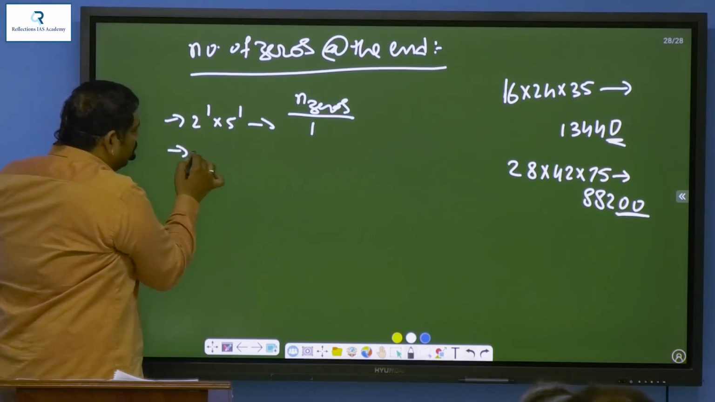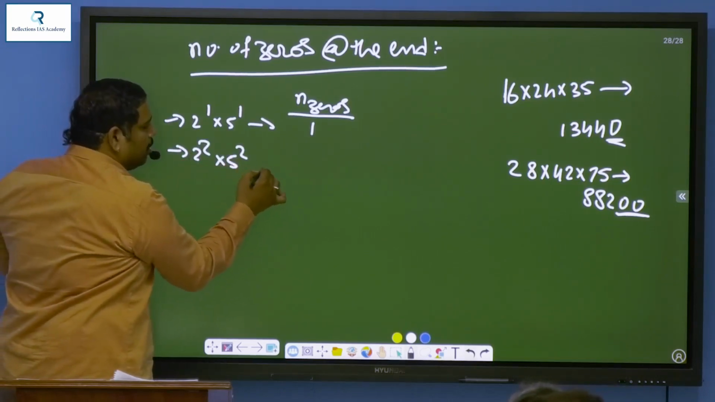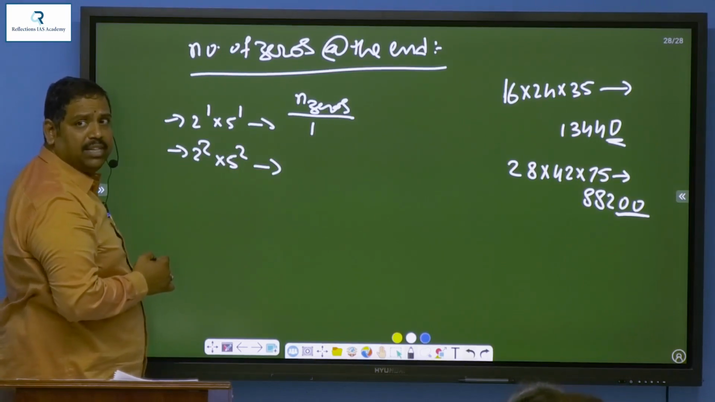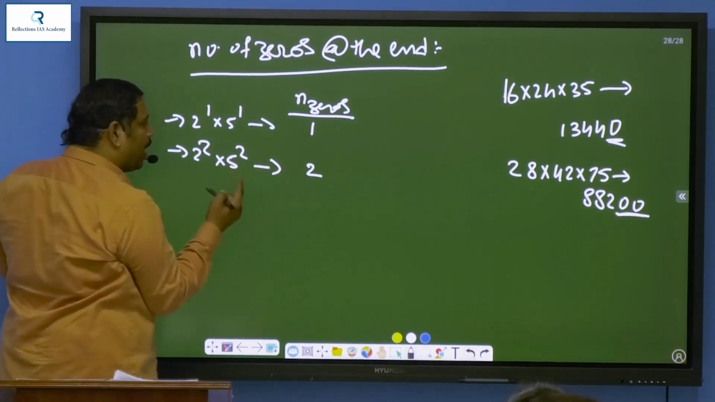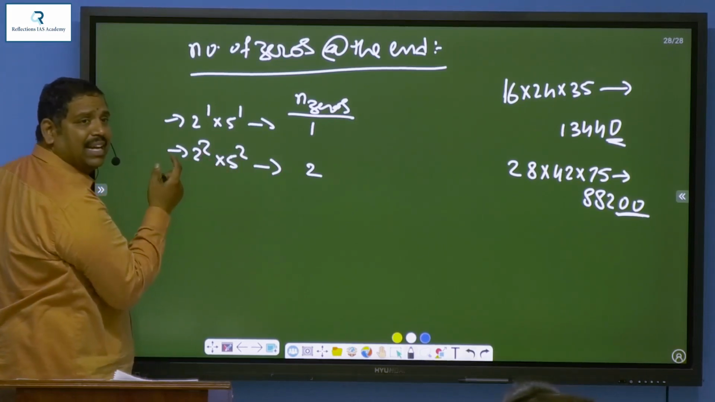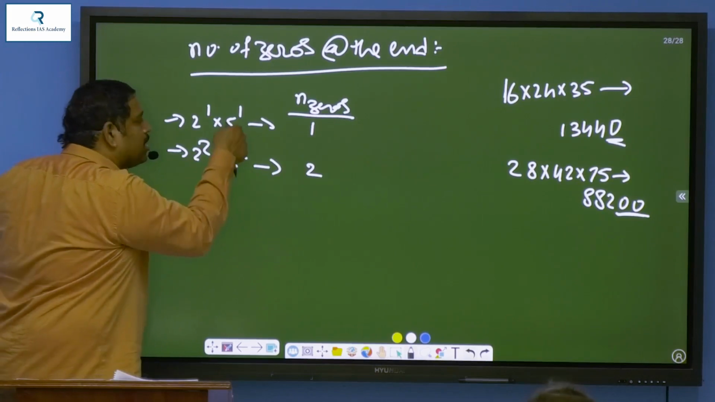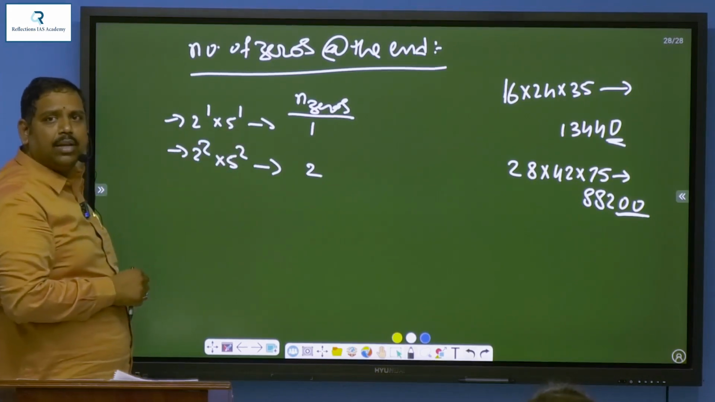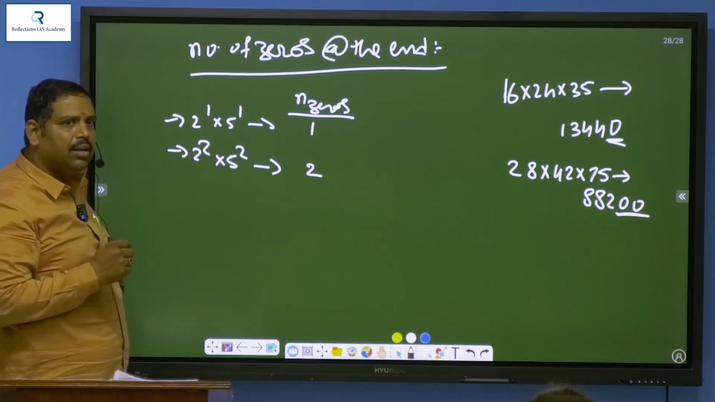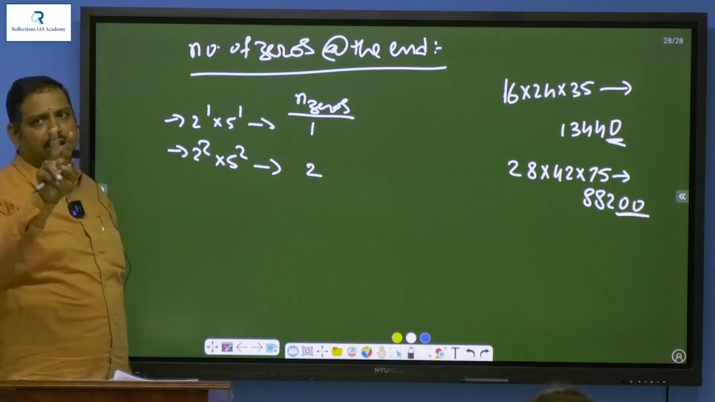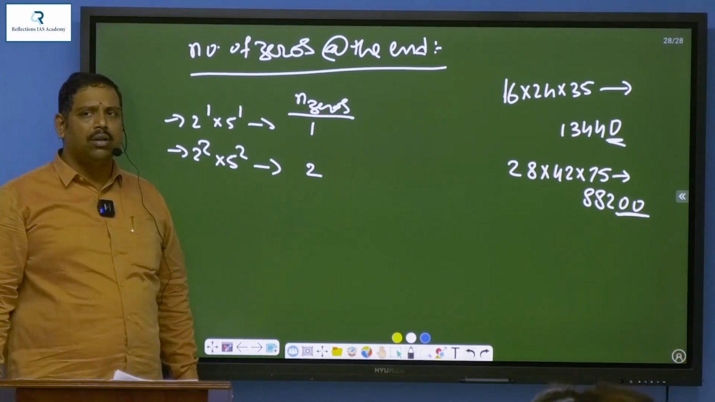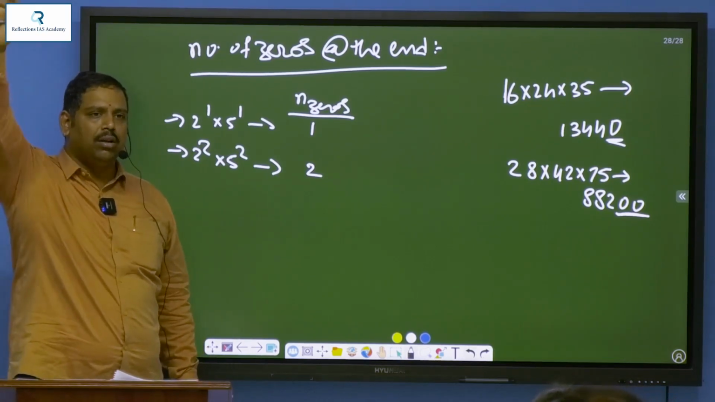Suppose he is asking for 2 square into 5 square. 4 into 25 is 100. 100 means how many zeros at the end? 2 zeros. Or, can I take 2 square into 5 square as 2 into 5 whole square? Yes or no? 2 into 5 is 10, squared is 10 square, 2 zeros. 10 cube, 3 zeros. 10 power 5? 10 power 237. Hope you understand.